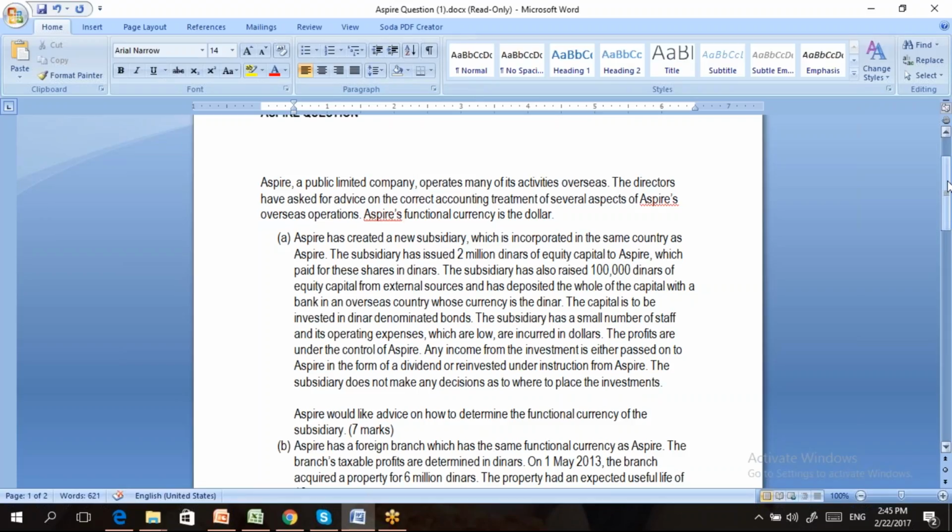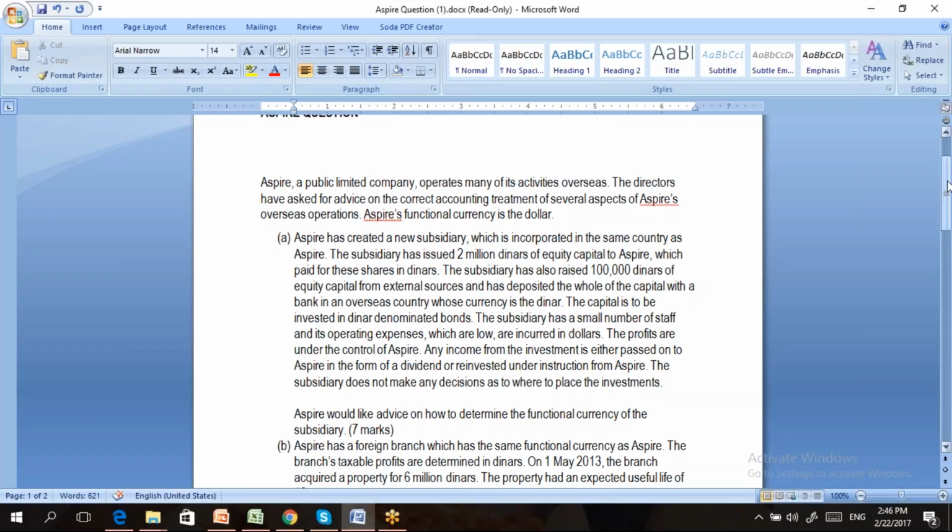Any income from the investment is either passed on to Aspire in the form of a dividend or reinvested under instructions from Aspire. So the dividend policy is under the control of the parent. They decide whether to pay a dividend or whether it should be reinvested under their instruction. So the 100,000 small shareholder has no say. The subsidiary does not make any decisions as to where to place the investment. The subsidiary has absolutely nothing to decide; everything is decided by the parent company.